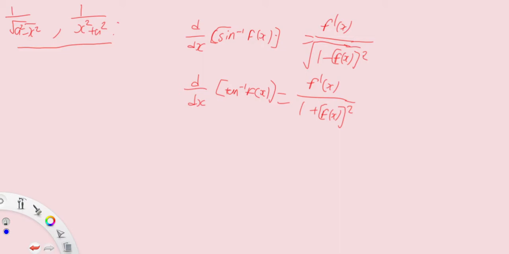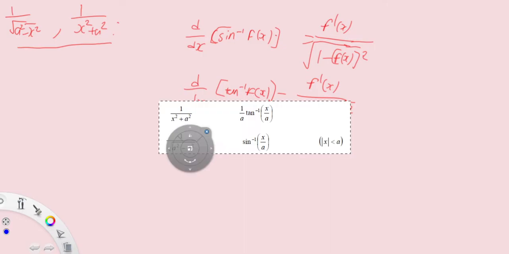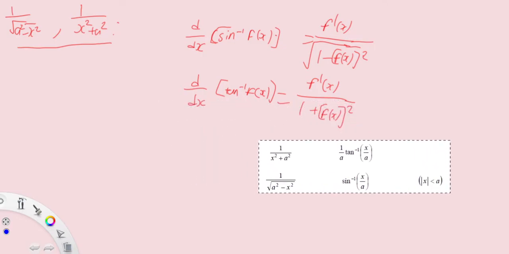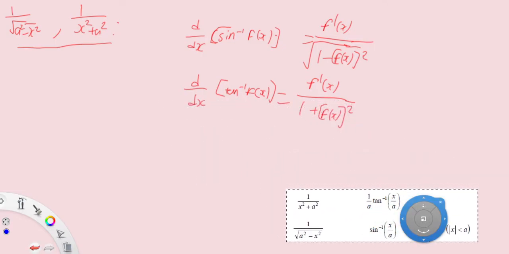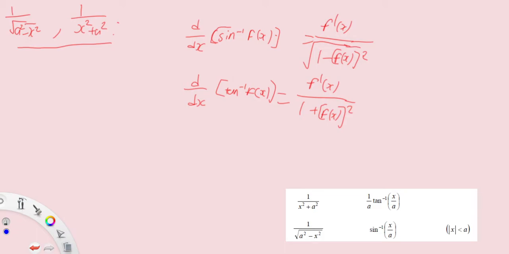So what would be the integral of 1 over root a squared minus x squared and 1 over x squared plus a squared? Well, flip through MF26 and these are the equations that will appear. The integral of 1 over x squared plus a squared equals 1 over a tangent inverse x over a. 1 over root a squared minus x squared equals sine inverse x over a.